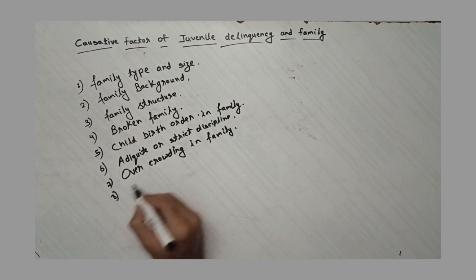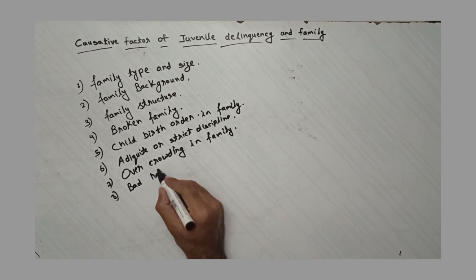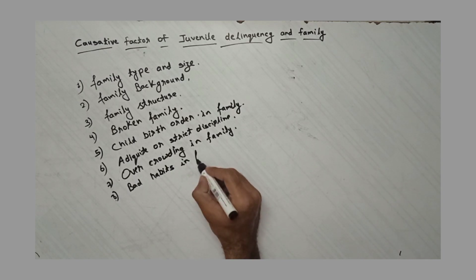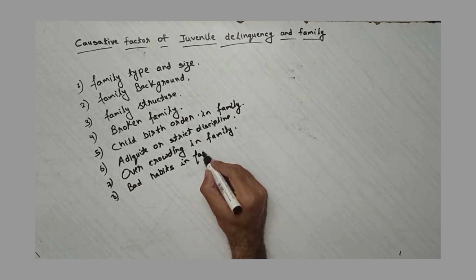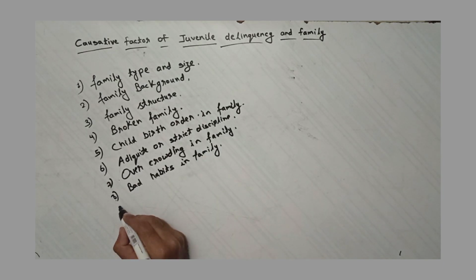Next one is bad habits in the family. It is also sometimes responsible for the juvenile delinquency of the child or juveniles, because the bad behavior or habits practiced in the family, at some point, also affect the children of this family. That may sometimes be the cause of juvenile delinquency.